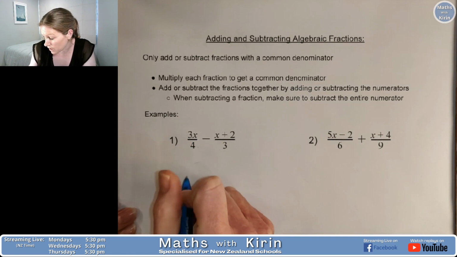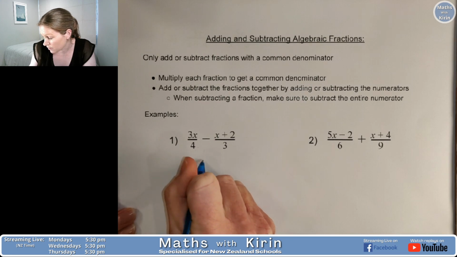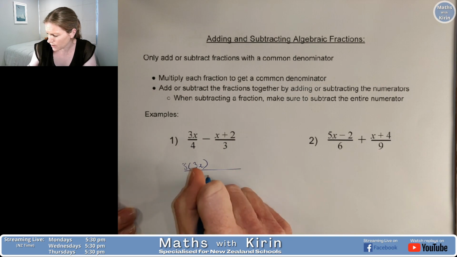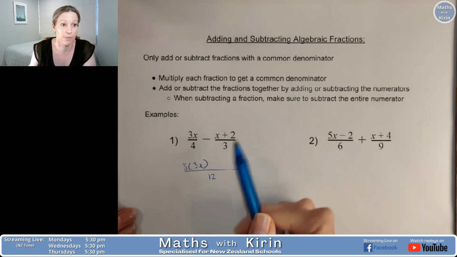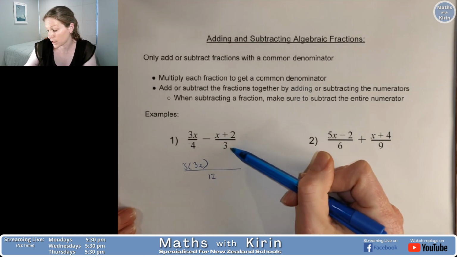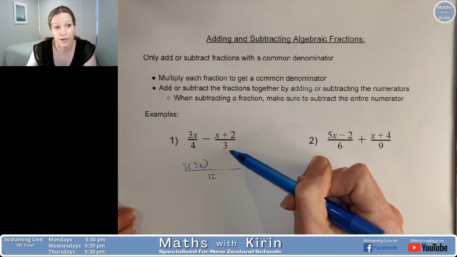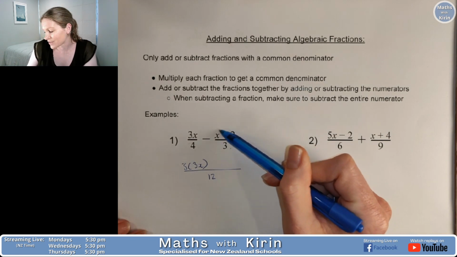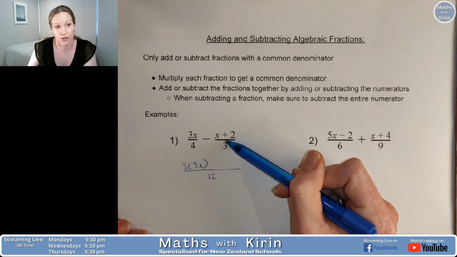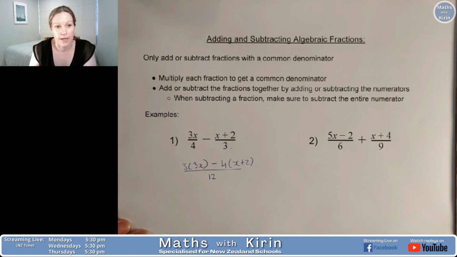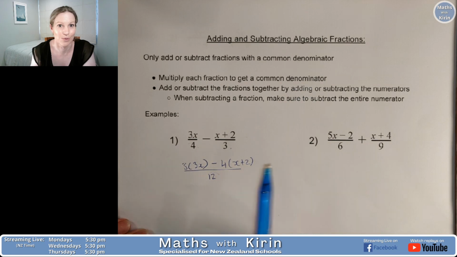So we're going to multiply this 3x up here by 3. So 3 times 3x. And I'm going to create this all over 12 because I know that's my common denominator. So I got 12 by multiplying 4 by 3. This second fraction here, to get our common denominator of 12, we need to multiply this by 3. No, we don't. We need to multiply it by 4. So that means that we need to do the same thing to the top part of the fraction. So we are going to subtract 4 times x plus 2. Okay, and I've already got the 12 down the bottom, so I don't need to do anything more with that.